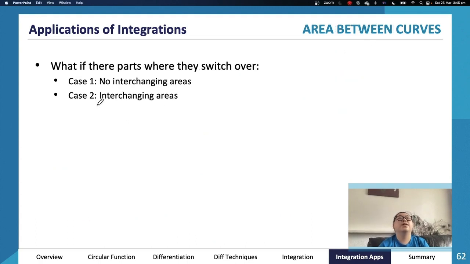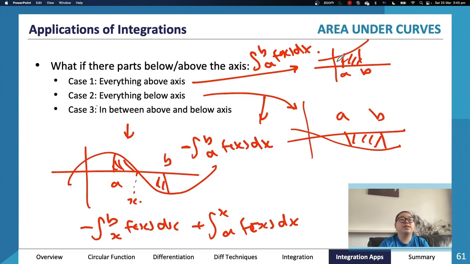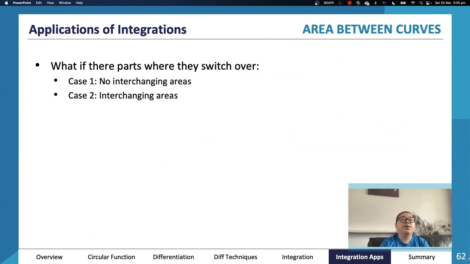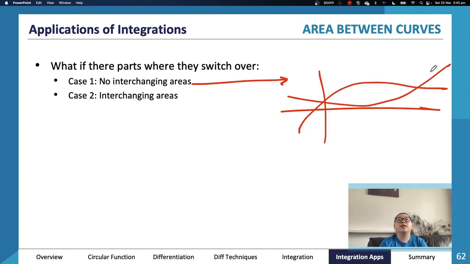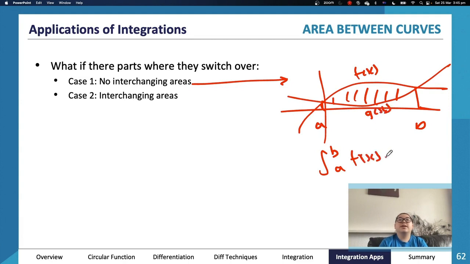Cool, awesome. All right, so what about areas between curves? Same thing, we have two types compared to the previous one. If there are no interchanging areas, we have something like this, and then like that, with A and B here, and that's the area we're looking for. In that case, we can just go B to A. Let's say this top one is f of x, and the bottom one is g of x. So that's just f of x minus g of x to give you the positive area.